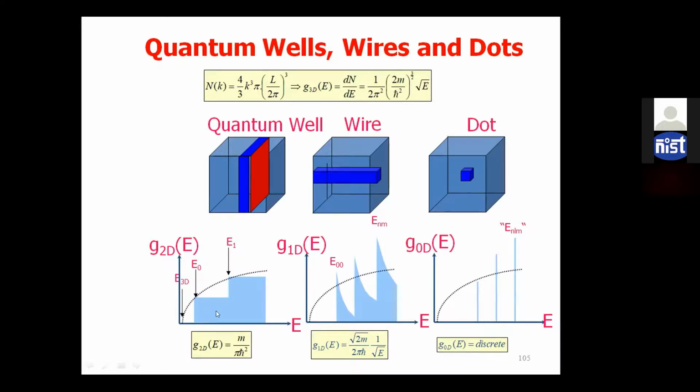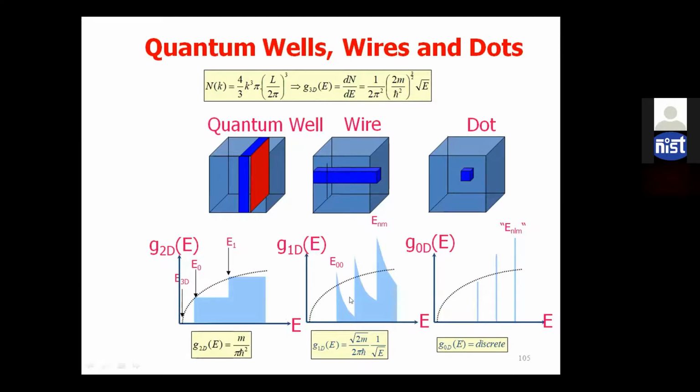When the energy, this is E, matches with E1, that is E0, E1, E2, when it will match, then there is a step. Then when it matches with E2, there will be another step. So this is a step function. In case of a three-dimensional structure, it is E to the power half. So that's why this is the dependence for bulk.